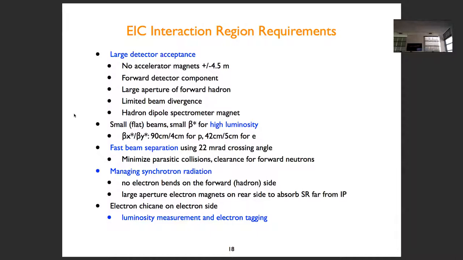And then a large aperture, which is what we just discussed, and the beam divergence also has to be limited, so it cannot just grow as much as it wants. The hadron dipole spectrometer magnet is to accommodate the high pT. I show a little bit at the end. And then this is the size of the beam at the beginning. Larry asked, the beam has to be very small.